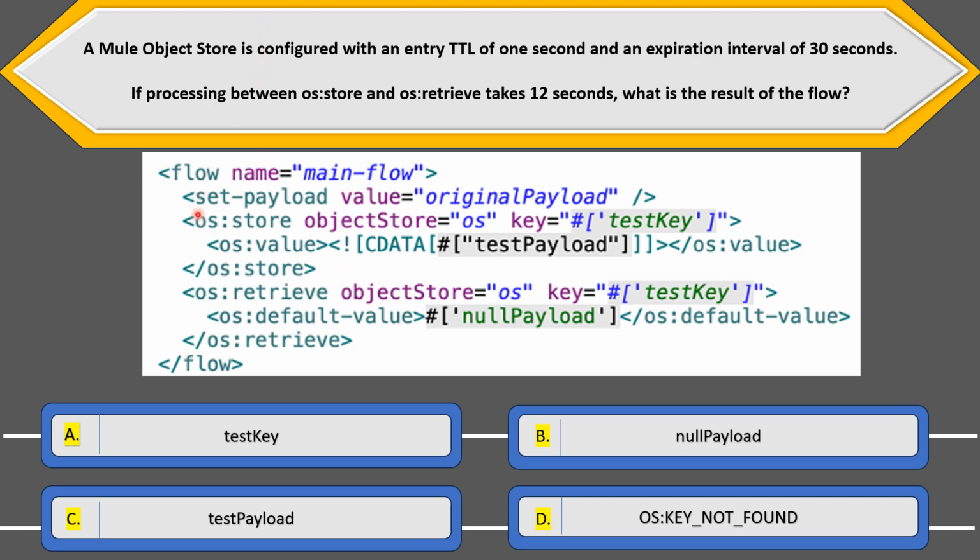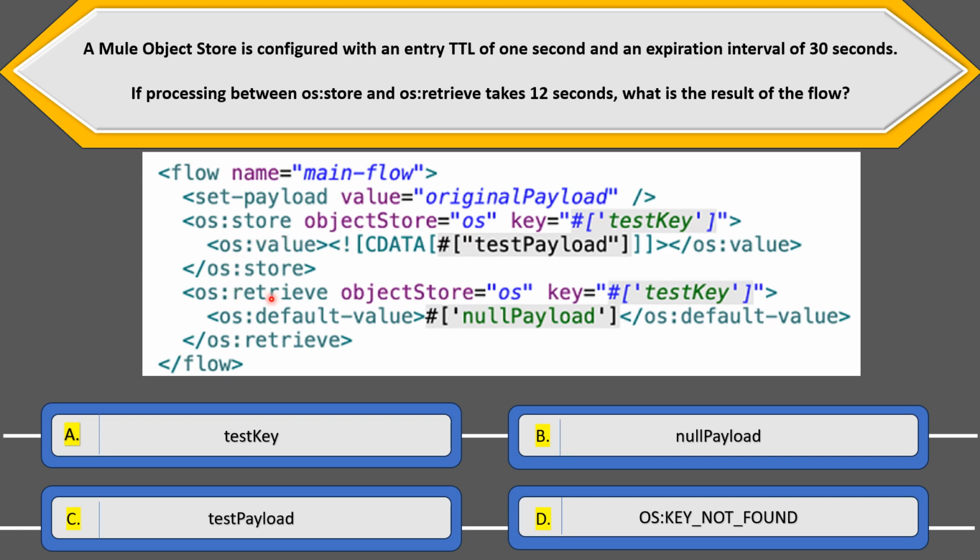So the flow has a few activities. First is the set payload, where it sets the payload value to the original payload. Then it has this store activity, and what this does is it stores a key-value pair with key as test key and value as test payload into the object store named OS.